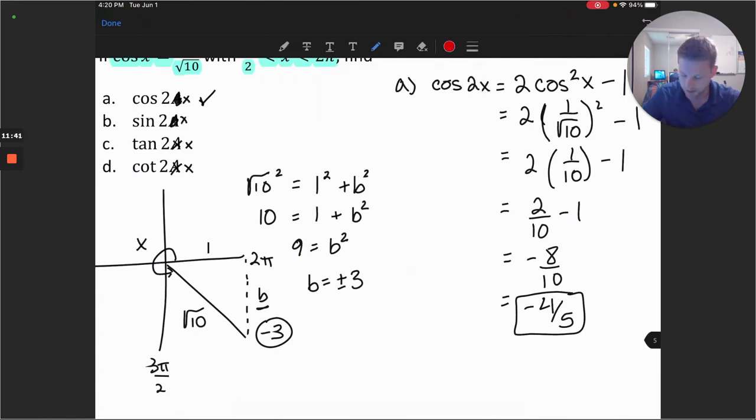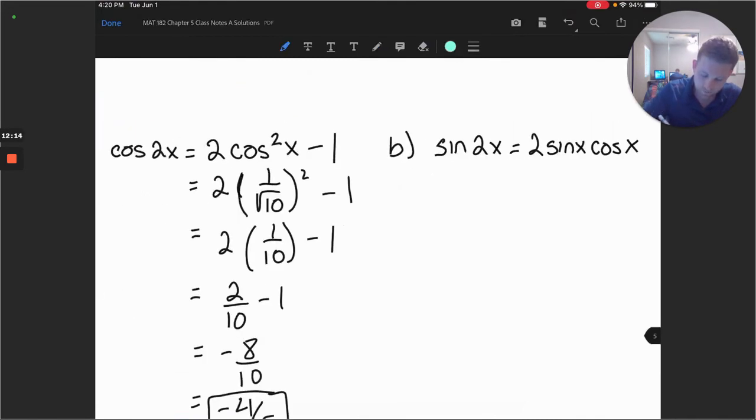So if we take a look at the opposite side, we solved that as negative 3. And the hypotenuse is root of 10. So that's going to be my sine of x is negative 3 over the root of 10. And for right now, we don't have to necessarily rationalize that because we're going to be squaring this value. So we'll just leave it just like it is. So negative 3 over the root of 10.